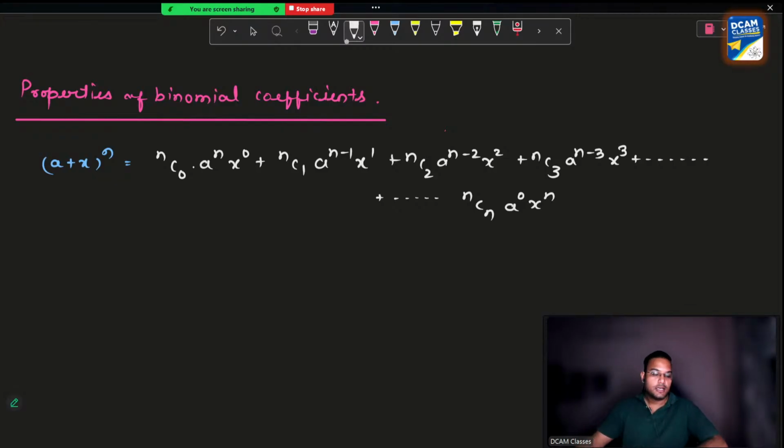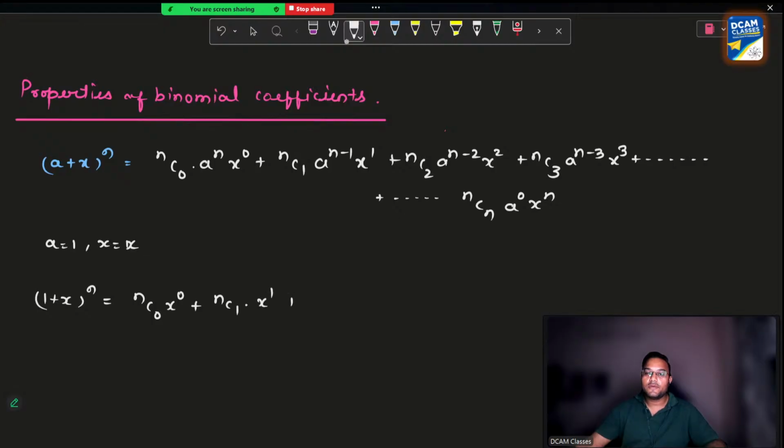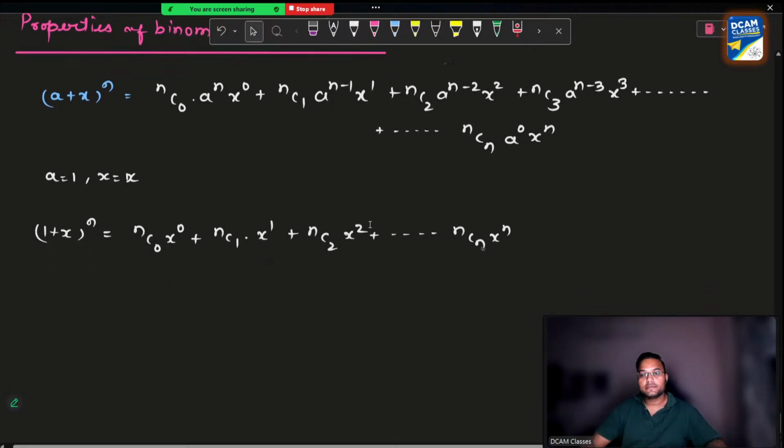Okay, now in the same way, if I put a equal to 1 and x as x only, this theorem becomes (1 + x)^n, which is one more result. nC0 into a is 1, so everything will become 1, x^0 plus nC1 x^1 plus nC2 x^2 and so on up to nCn x^n. Okay, like that it is.